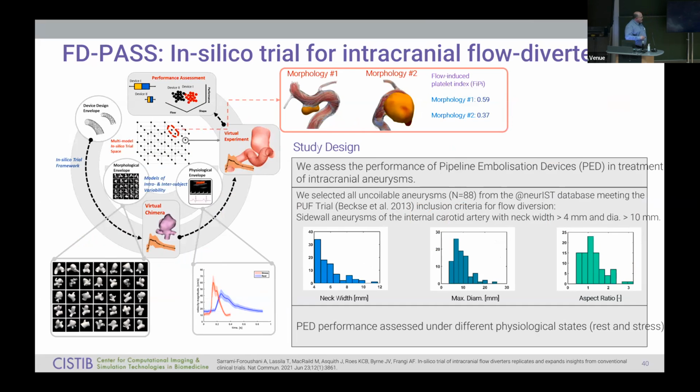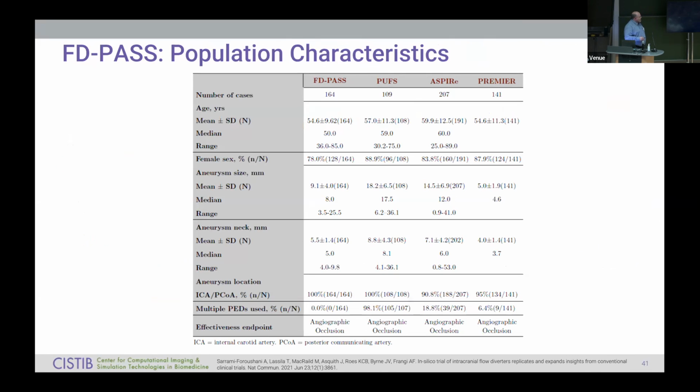So we created the population where we looked at parameters like neck width, diameters. If you look at these 4 columns, the first column is our in silico trial, and the other ones are the other 3 trials, POOFs, Aspire, and Premier. If you add these 3, it's not 500. But if you look at all the other quantities, the differences are statistically not significant, or at least within the tolerance that you have in trials.